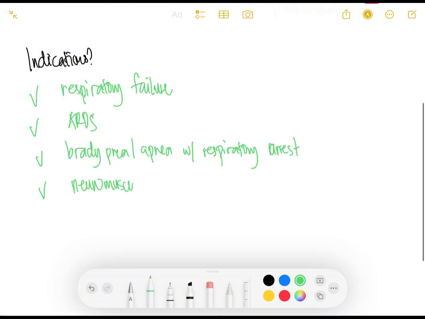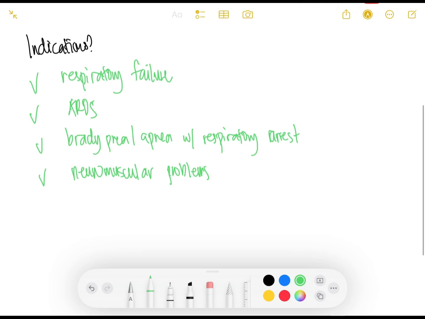neuromuscular problems. Okay, neuromuscular problems. These are patients that have problems with their nerves that are controlling their muscles or may problema sila sa mismong muscle na nag-i-aid or tumutulong sa kanilang ventilation. Like what? For example, pag nagkaroon ng paralysis ng diaphragm or nagka-problema sa diaphragm or the nerve that controls the diaphragm kaya hindi nakakapag-breathe ng tama ang pasyente. So pwede silang ma-mech vent.